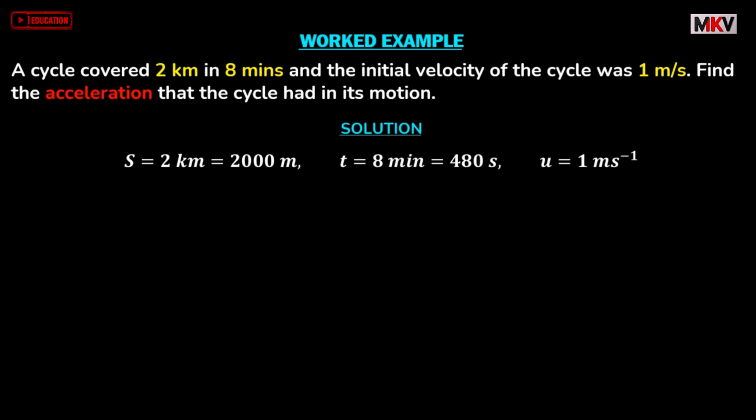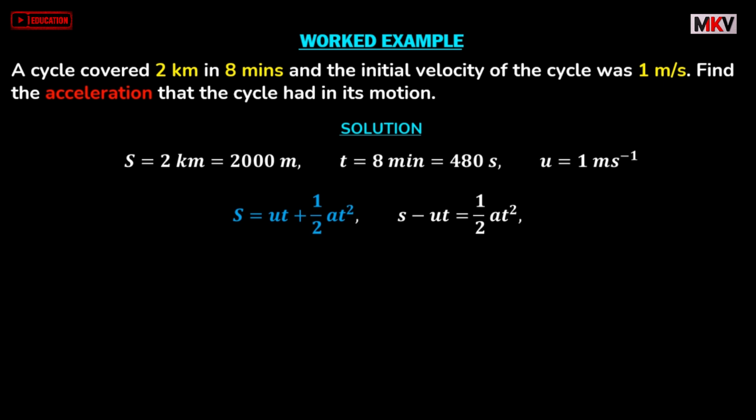Looking at the parameters we have here, the perfect equation to solve this problem is equation 2, which is s equals ut plus half at squared. We have distance, initial velocity, and time, and we are looking for acceleration. So we have to make acceleration the subject of the equation.